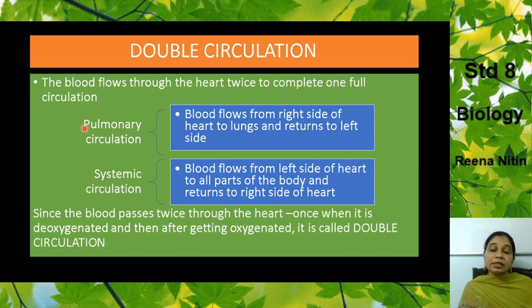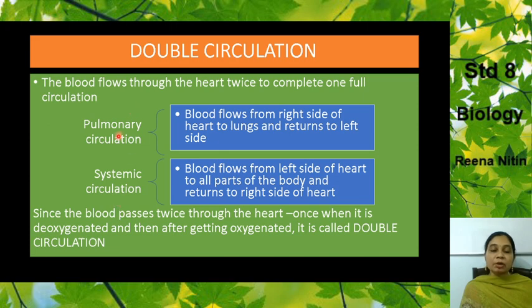Again, this blood goes from the left side, entering the aorta to all the parts of the body, and coming back to the right side of the heart. So it is going to all the parts of the body. That is the second part, known as systemic circulation. Since the blood passes twice through the heart, once when it is deoxygenated and once when it is getting oxygenated, this is known as double circulation. Hence the circulation of the human body is known as double circulation. There are two parts, pulmonary circulation and systemic circulation.